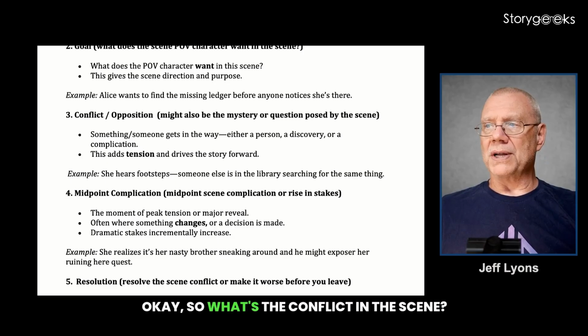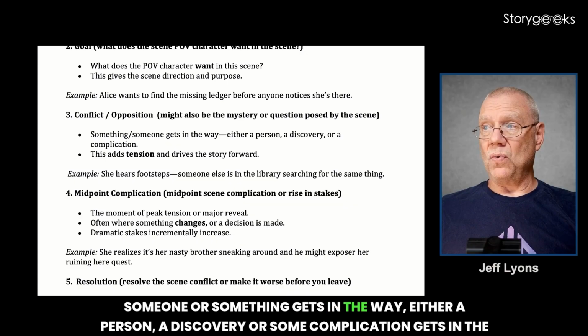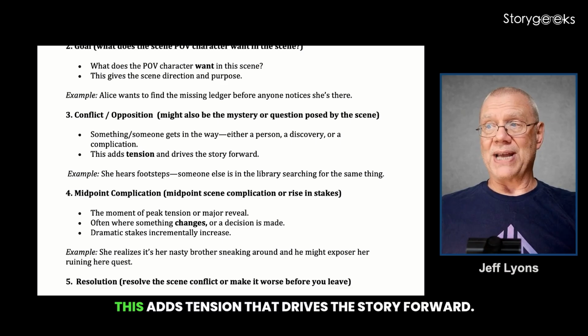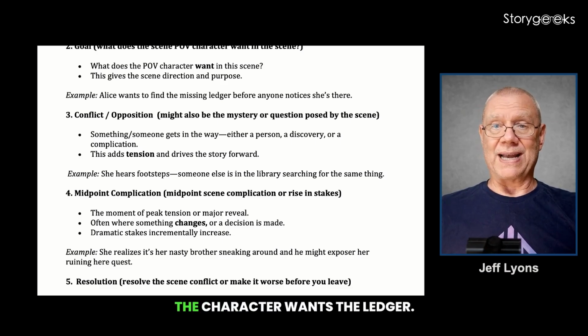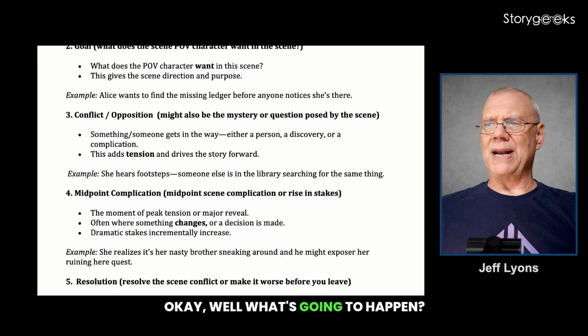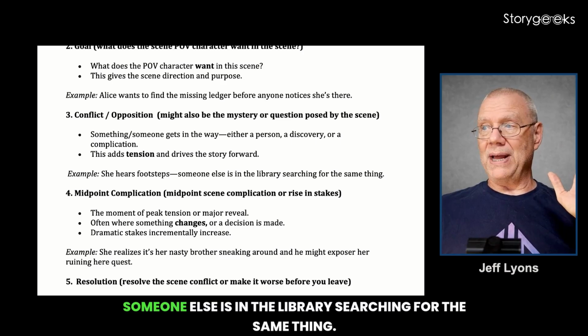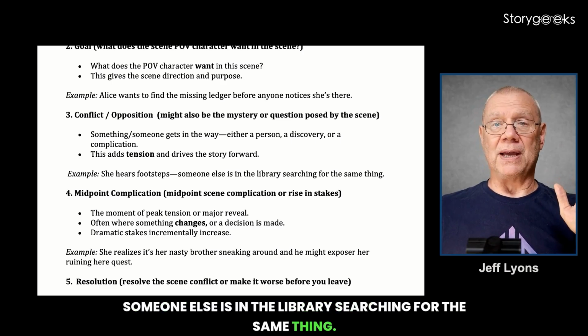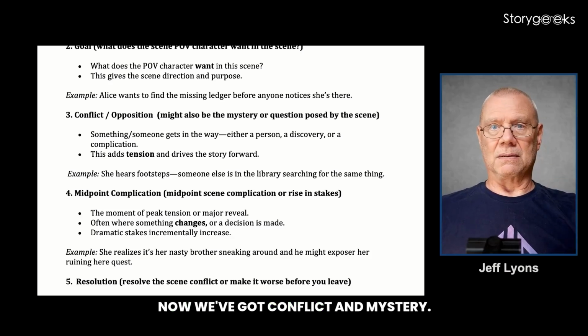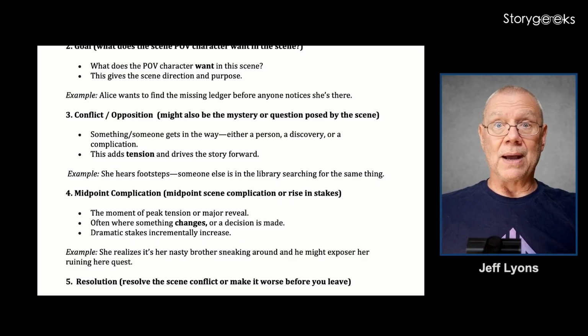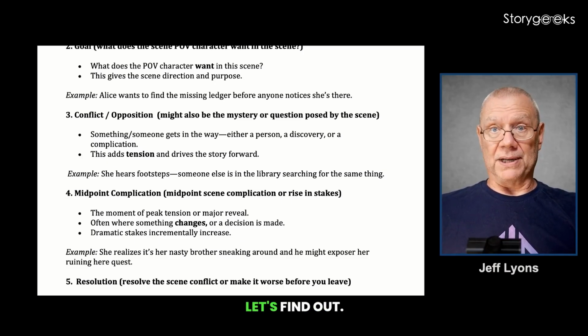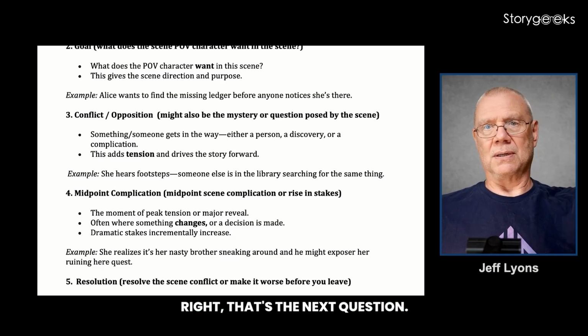Okay, so what's the conflict in the scene? Someone or something gets in the way, either a person, a discovery, or some complication. This adds tension that drives the story forward. The character wants the ledger. Okay, well, what's going to happen? She hears footsteps. Someone else is in the library searching for the same thing. Now we've got conflict and mystery. Who is it? Will they discover her? Let's find out, right? That's the next question.